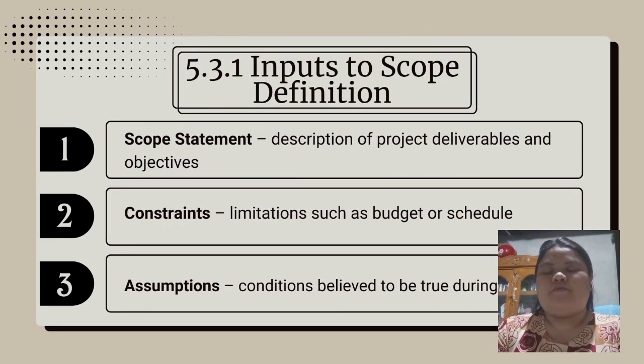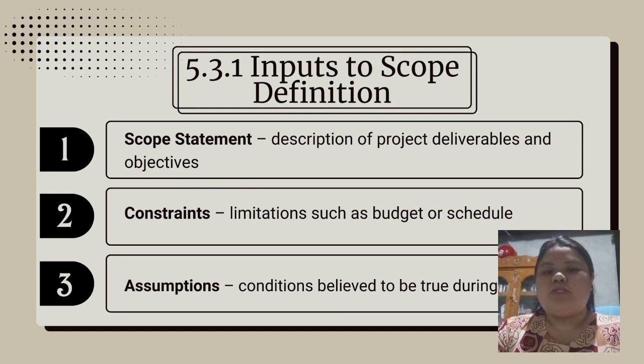Inputs to scope definition. First, scope statement: description of the project deliverables and objectives. Example, building a school building with 12 classrooms, a library, and a computer lab. Second, constraints: limitations such as budget, schedule, or resources. Example for this is the project must be completed within 6 months and not exceeding a budget of 200,000.